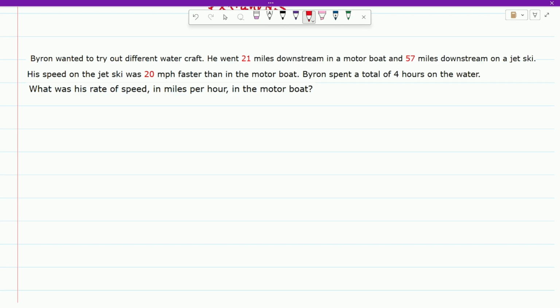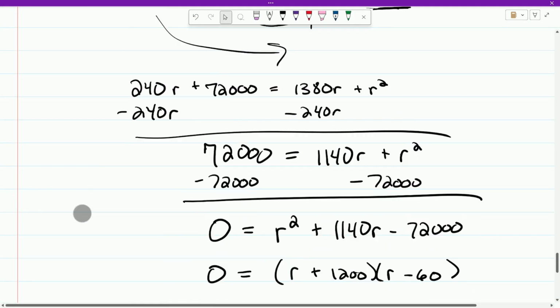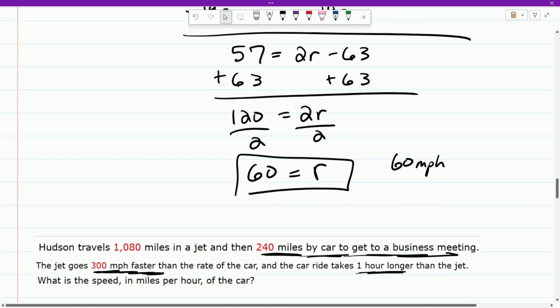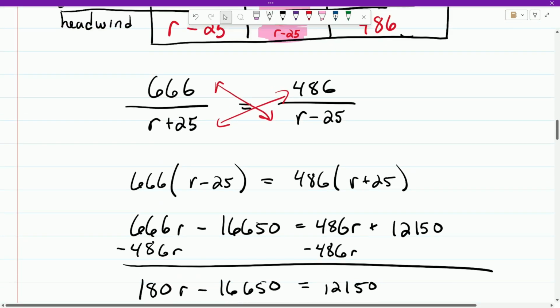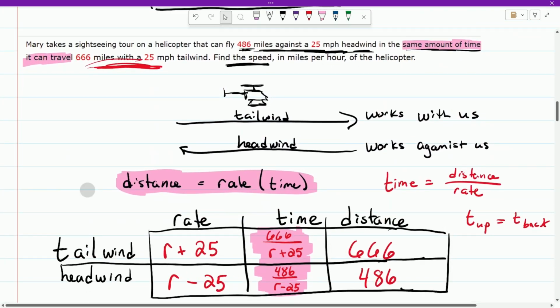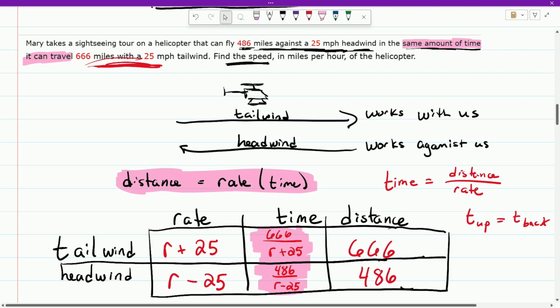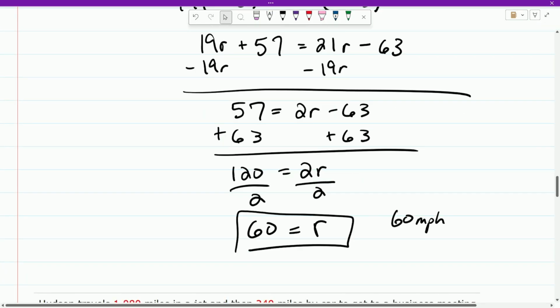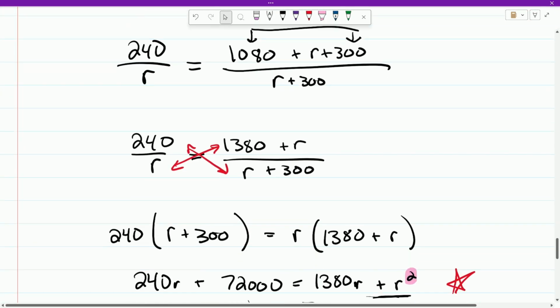All right, now here's the thing. Every single one of these word problems, especially let's go all the way back to the first one because the first one had the picture. Here it is right here. Every single one of these word problems, something was working with us and then something was working against us, correct? And this word problem, I want you to look and read it one more time with me.